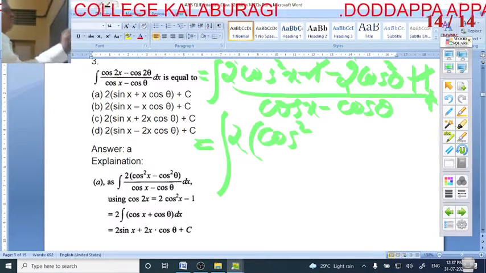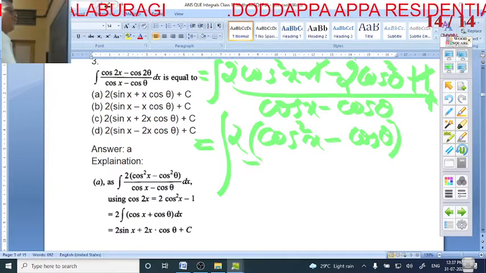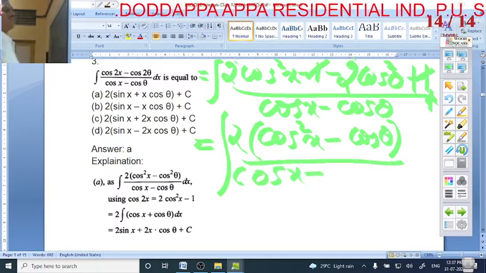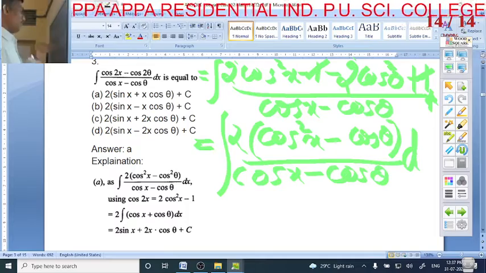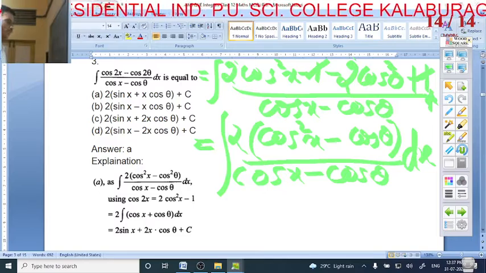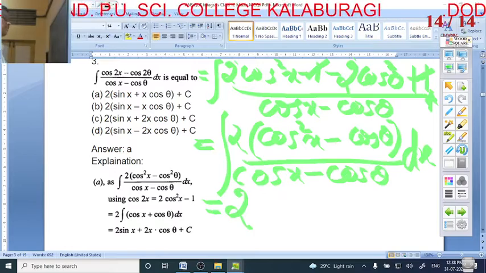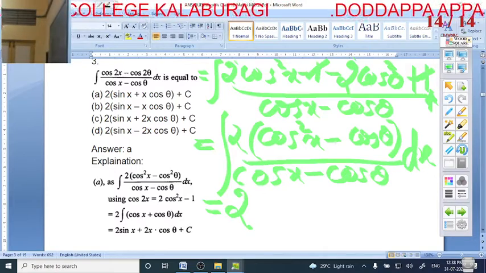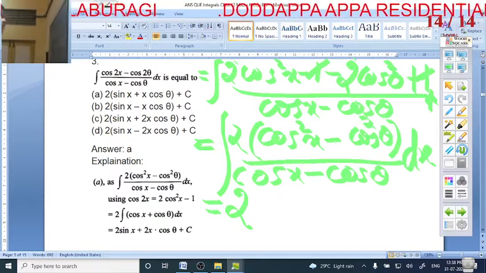So we are getting 2 cos square x minus cos theta, this whole divided by this denominator for the time being; cos x minus cos theta remains as it is. Here, very important is the integration with respect to x, plus a very important rule. Directly, take the constant outside, so cos square theta: 2 times cos square x minus cos square theta.